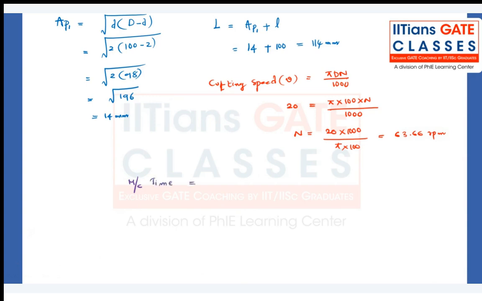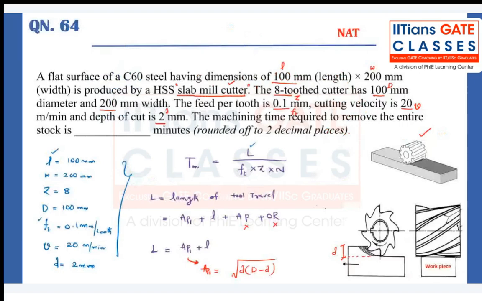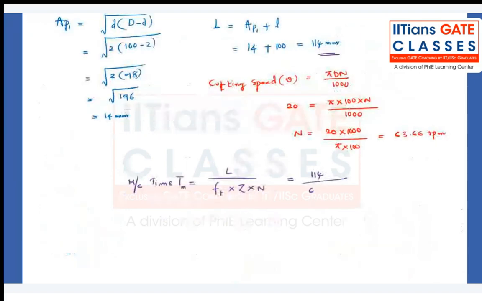Machining time T_m is equal to L by f_t into Z into N. My L is how much? My L is 114, divided by f_t. How much, guys? Go and see. f_t is 0.1, Z is 8, and my N is 63.66. If I solve this, I get 2.24 minutes.